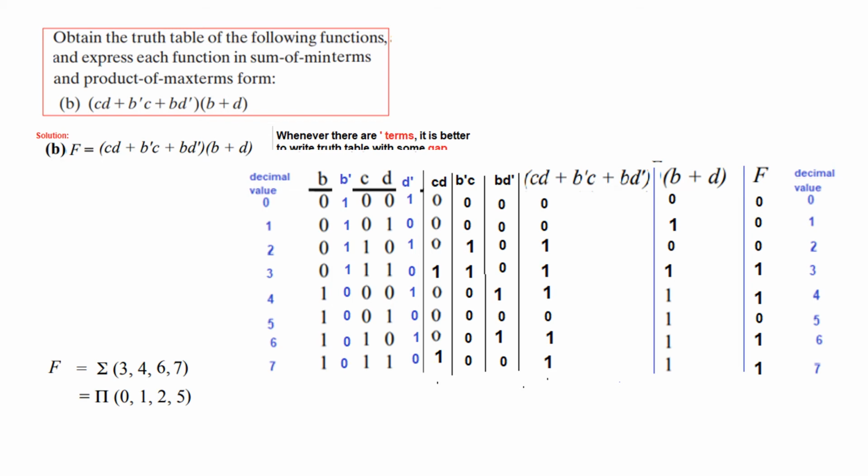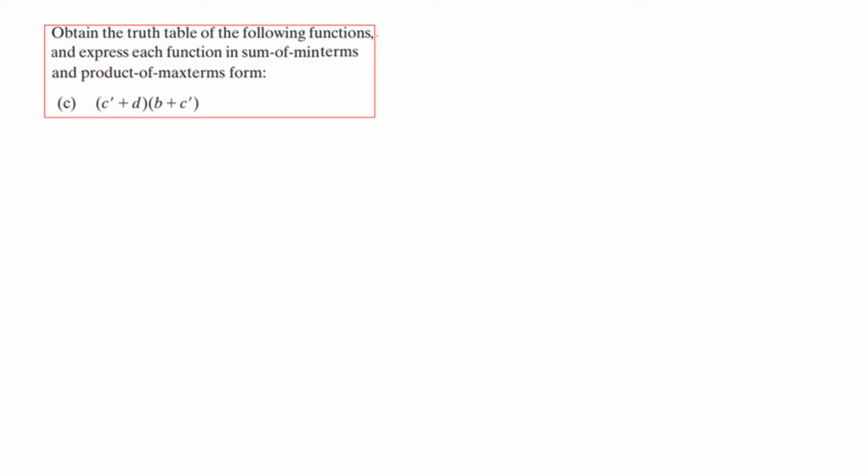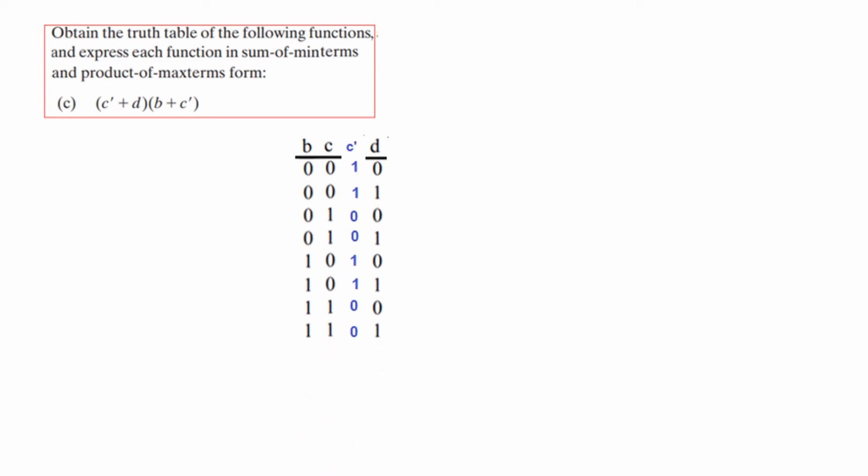Okay, now we go to part C. This looks simple. Again, 3 variables, B, C, D. So B, C, D, right with the gap. C dash is the only term with dash, so we write C dash, and just opposite of C is C dash. So for 0 we write 1, for 1 we write 0.